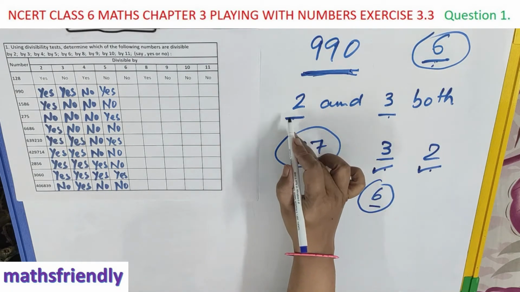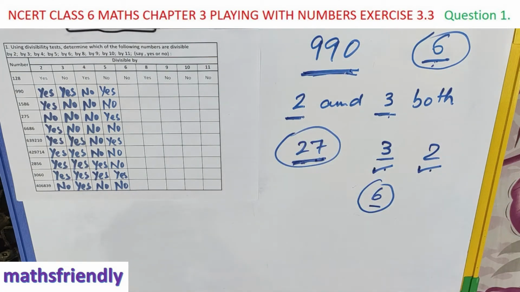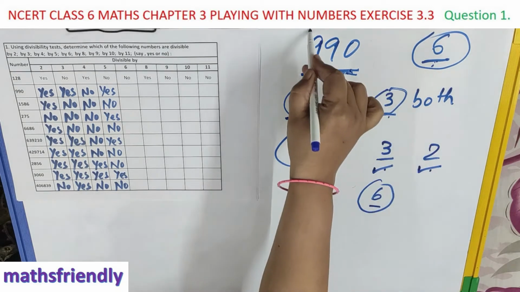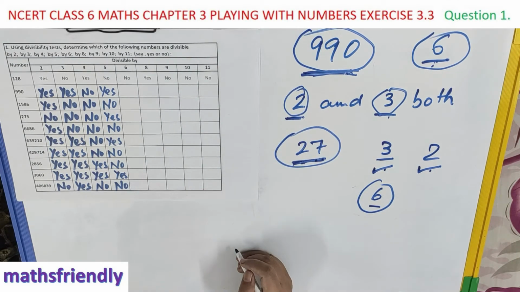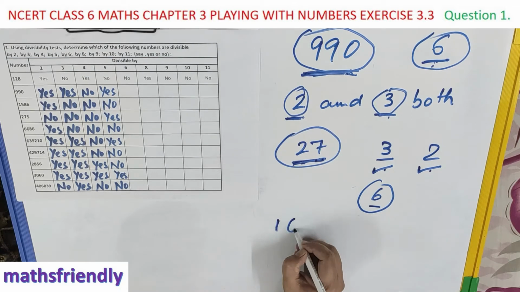The divisibility rule is, this number should be divisible by both 2 and 3. If it is divisible by both 2 and 3, then we can say that yes, it is divisible by 6 also. Okay, so let us check. And one more small example I'll take, 16.